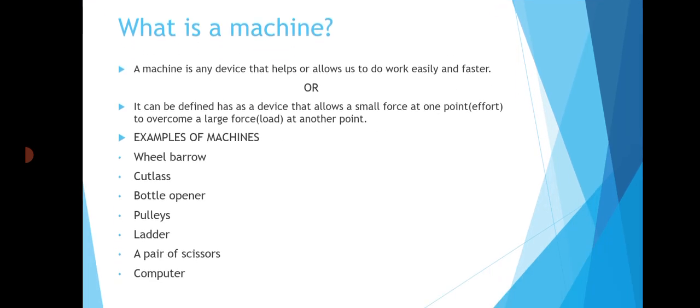A machine is any device that helps or allows us to do work easily or faster. Or it can be defined as a device that allows a small force at one point, that's the effort, to overcome a large force, that's the load, at another point. Examples of machines: we have the wheelbarrow, the cutlass, bottle opener, the pulleys, ladder, pair of scissors, and then computer. So think of any device that I've mentioned so far that you think can help us to do work easily and also faster.